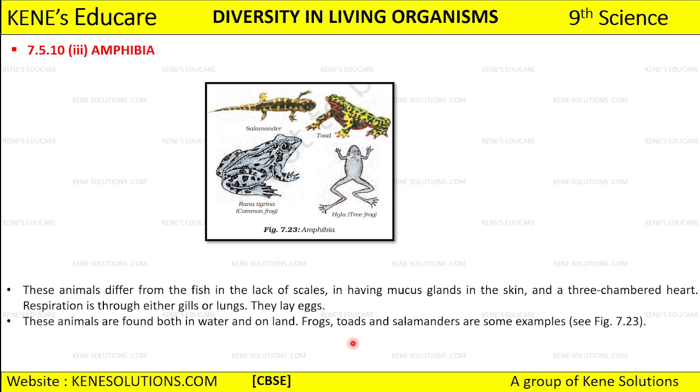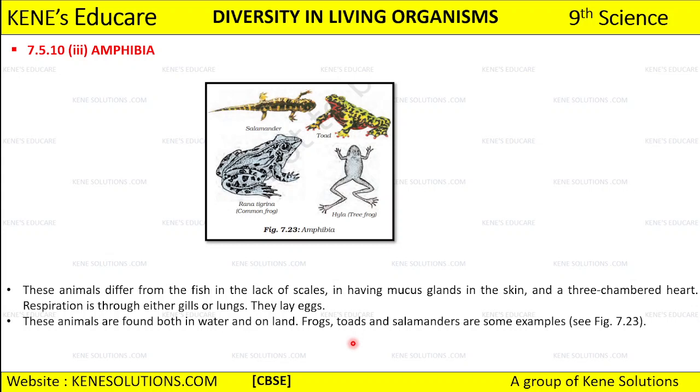Now the third class that we have is called Amphibia. The animals that come under Amphibia are different from fish in that they lack scales. They don't have scales on their body, but they have a mucus gland present in the skin.